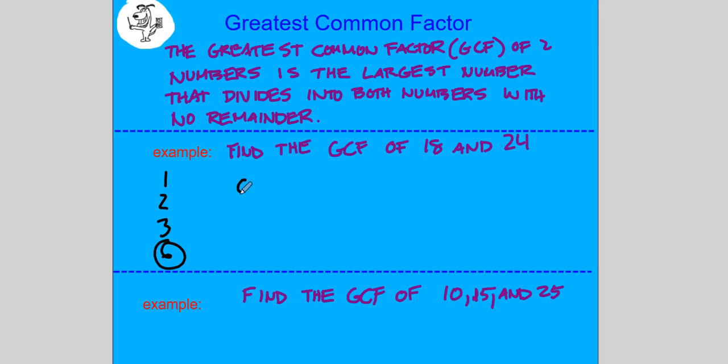So notice 6 goes into 18 3 times, no remainder, remainder 0. And 6 goes into 24 4 times with no remainder.